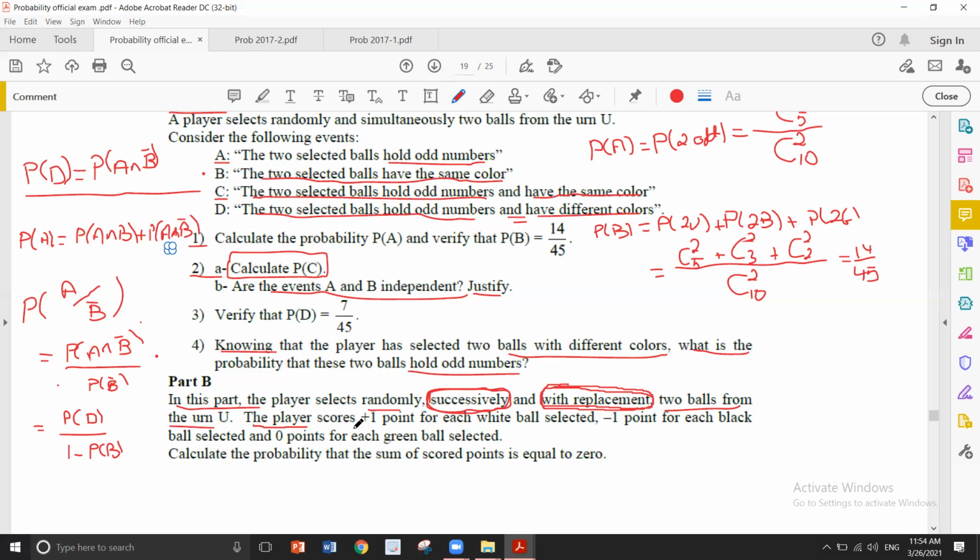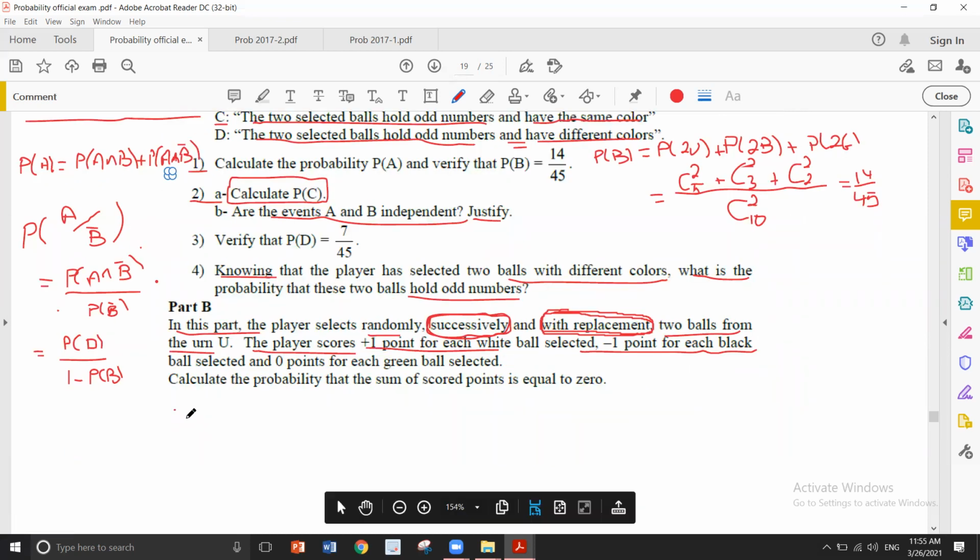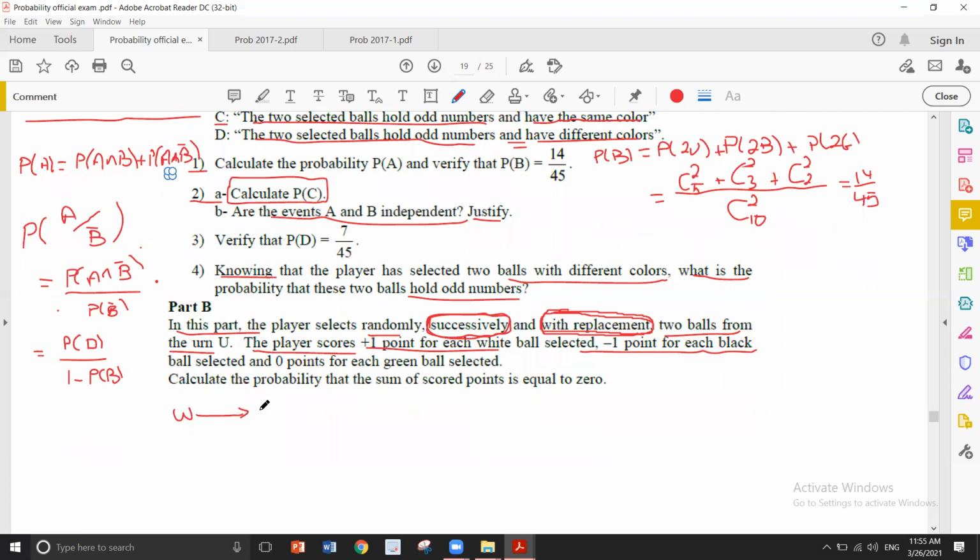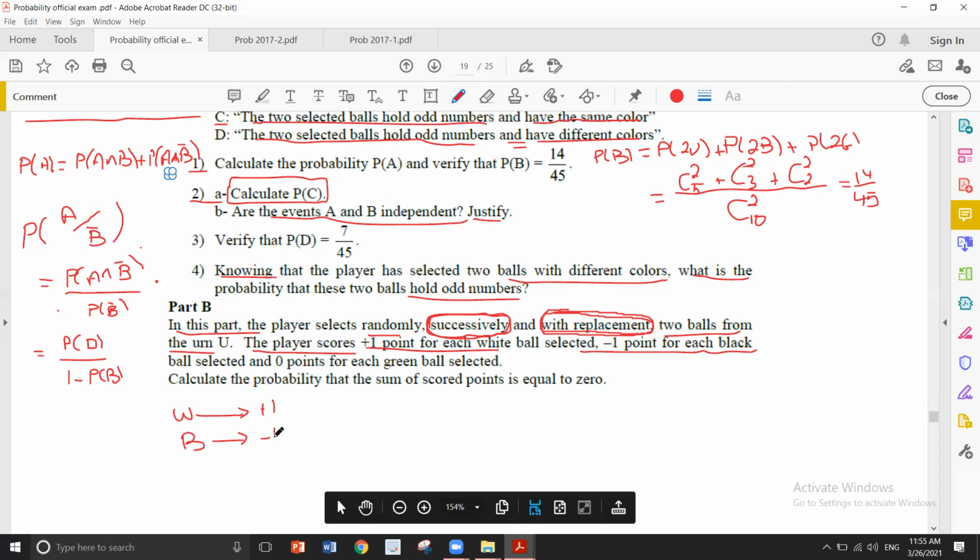The player scores +1 for each white ball, -1 for each black ball, and 0 for each green ball. So a white ball gives +1, black is -1, and finally green, the score is 0. Calculate the probability that the sum of the scored points is equal to 0.